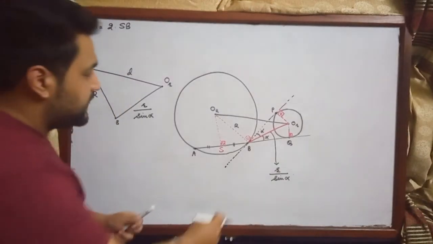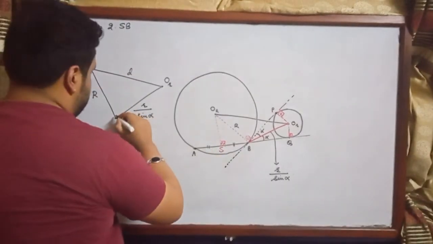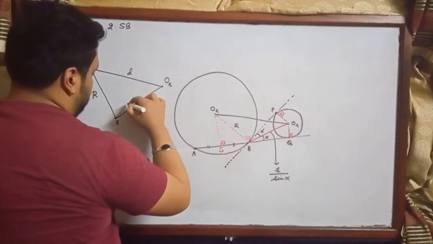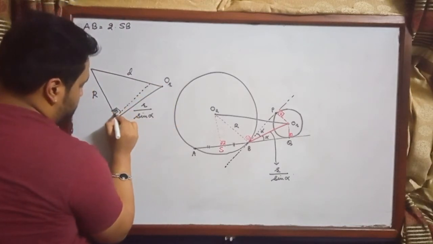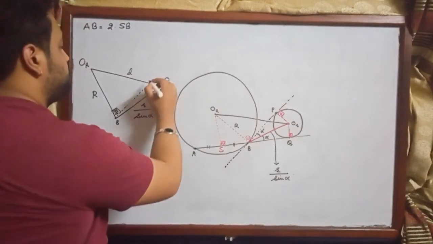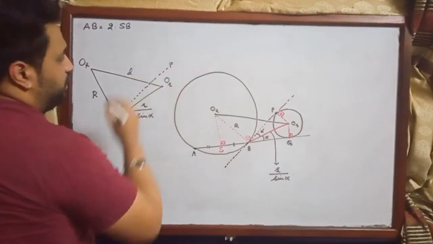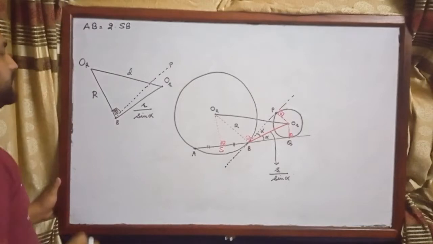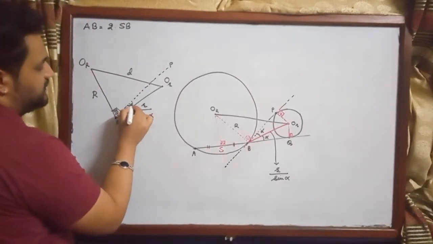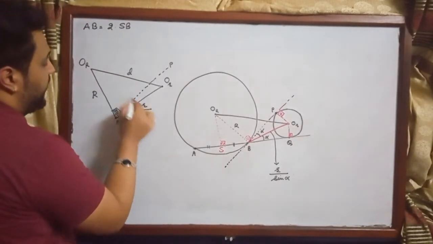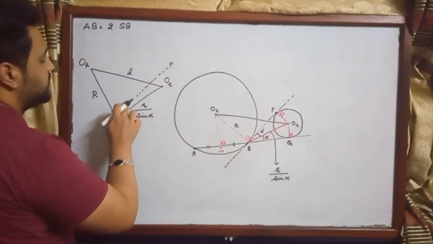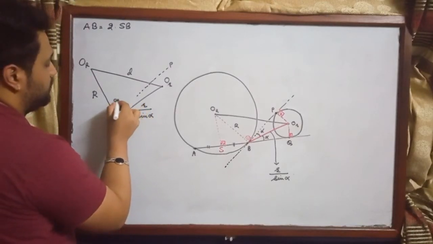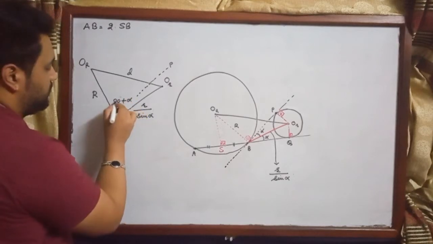And let's look at this angle. The 90 degrees is somewhere over here. P is somewhere here. This angle is alpha. So this whole angle is 90 degrees plus alpha.